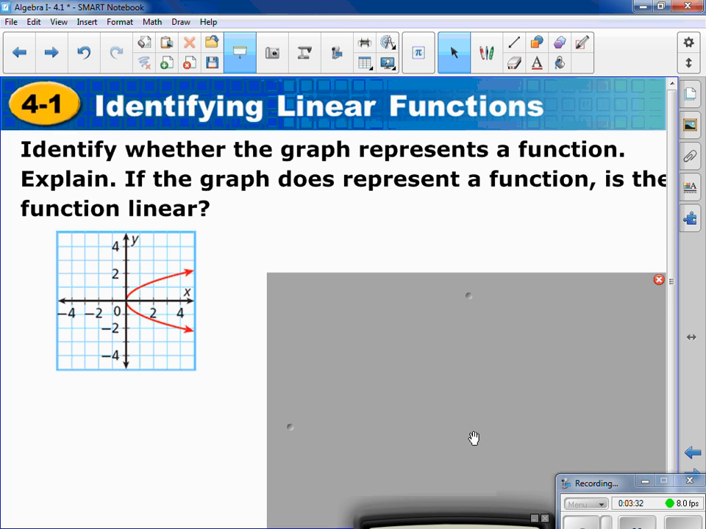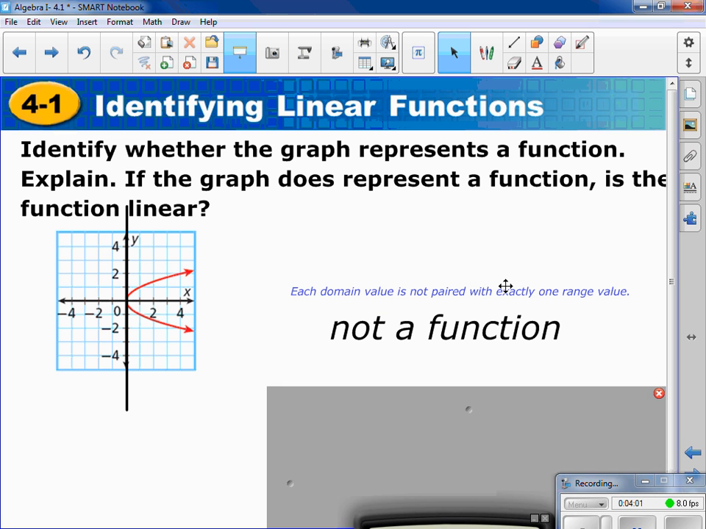How about this one? Is that a line? Is this a function? No. The reason it's not, I can take my line. It hits here at 2. It hits here and here. It hits in numerous spots, everywhere except for at 0. That's the only point where it doesn't hit twice. Because it hits twice, it's not a function.